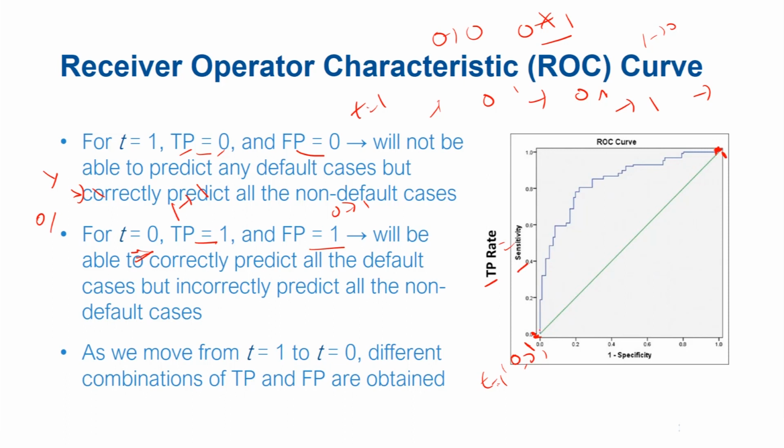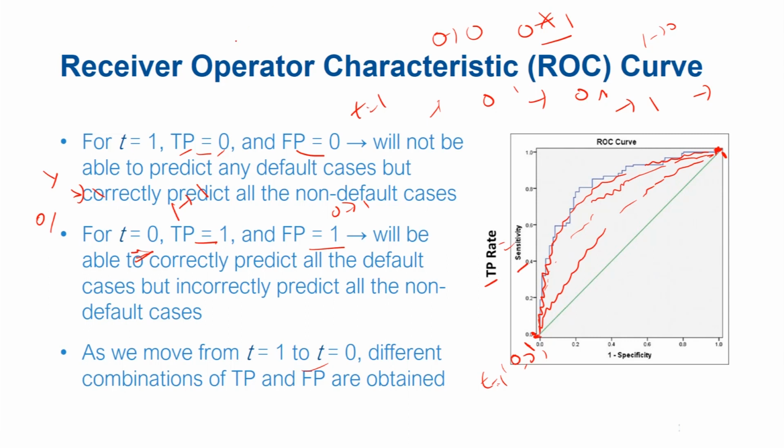However, for all the other cases, different models will show different behavior. Except these 2 points, all the models will show different behavior. So as we move from t equal to 1 to 0, we will move on some curve like this. And one can judge the accuracy of a model as per the area under this curve.